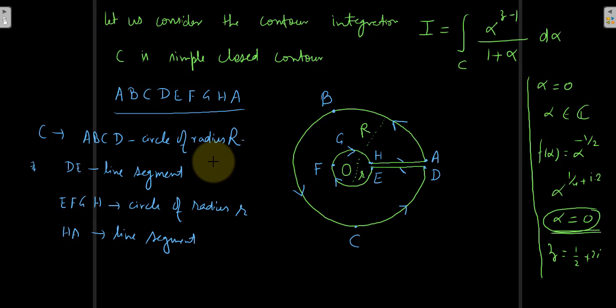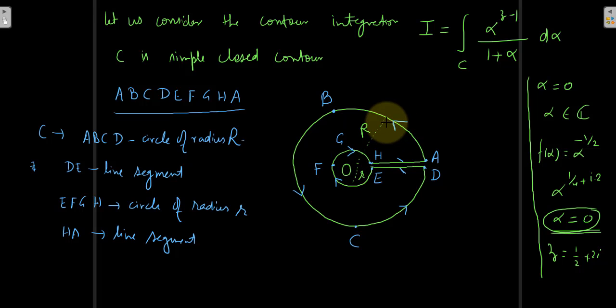So now let me find the value of alpha, because we need to put the value of alpha here, and the value of alpha will be according to the curve over which it is moving. So this alpha moves from A to D, that is on this bigger circle. So I have to find the equation of this bigger circle, this line segment, this smaller circle, and again this line segment. So I should begin from this bigger circle.